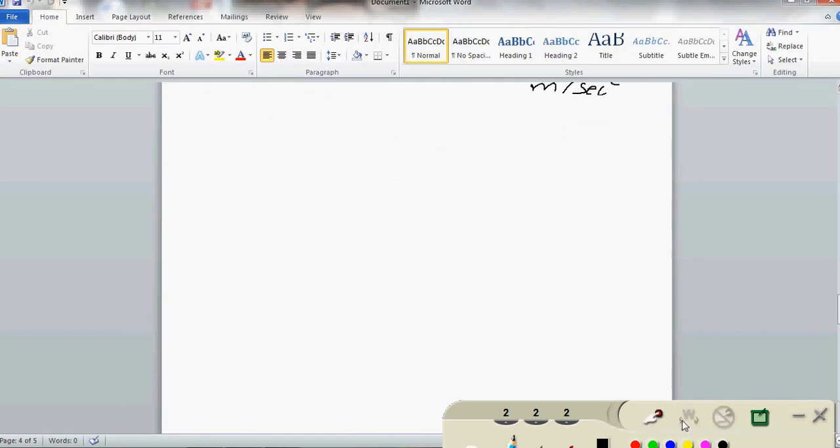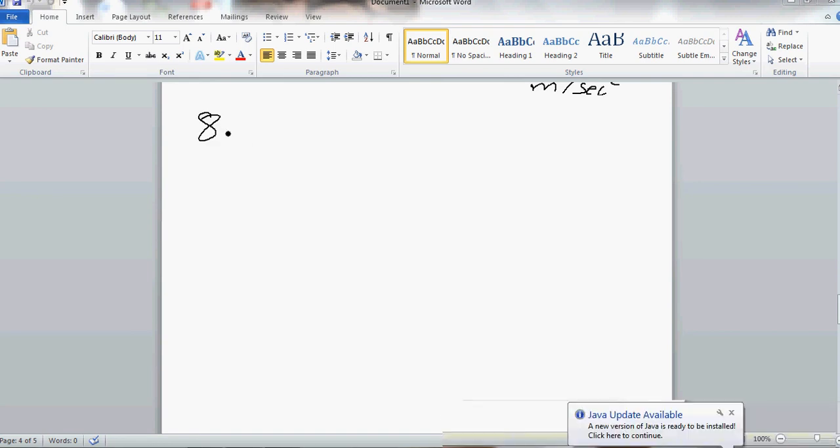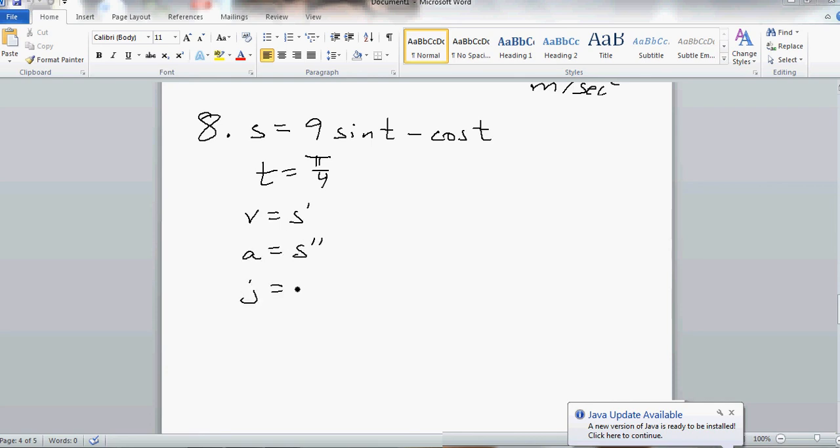Example number 8. Example number 8 has this function, s equals 9 sine t minus cosine t. And find the body's jerk when t is equal to pi over 4. Okay, so velocity is s prime, acceleration is s double prime, and jerk is s triple prime. So we're going to have to find all three of these.